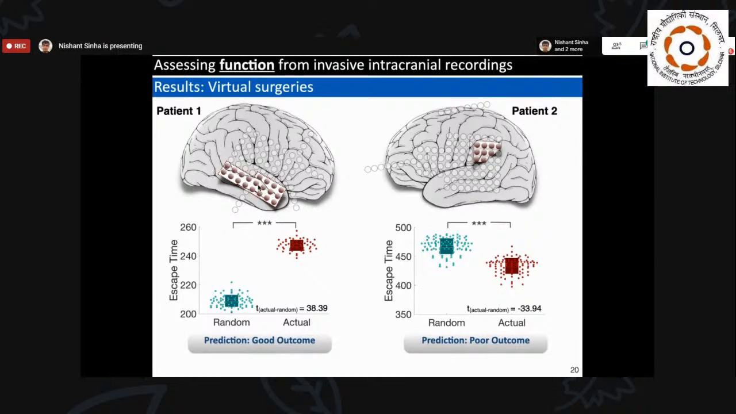In this case, the simulated seizure likelihood was higher for these brain tissues, and therefore the escape time after removal of these tissues was higher. And therefore we see that for the actual dissection, the escape time is higher as compared to the random dissection. That means nodes are taking more time to go into the seizure. So escape time and seizure likelihood are inversely related. Therefore in this patient, we would predict a good outcome.